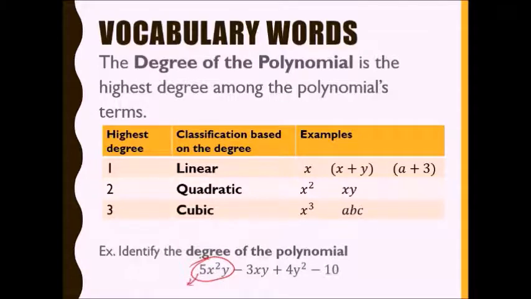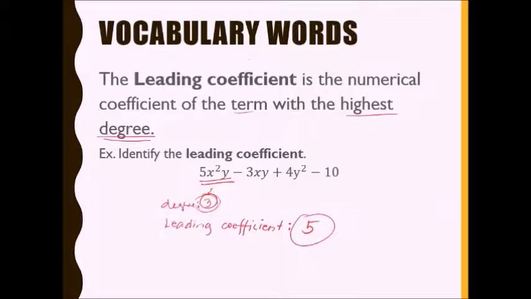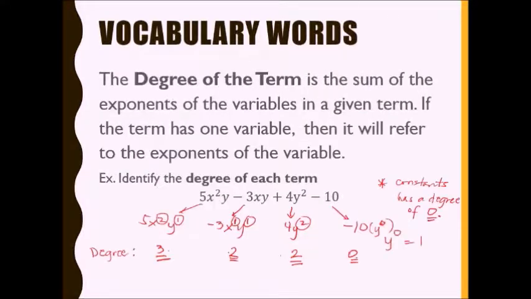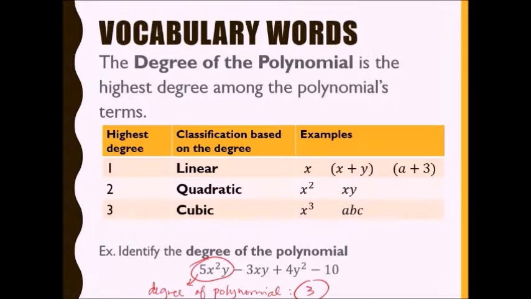So, the degree of the polynomial, degree of polynomial naman, full polynomial na to, is 3. Okay? Kumbaga, pinili mo lang yung pinakamataas. Diba? Doon sa lahat ng degree na kinompute mo. Okay? Sige, try natin to.